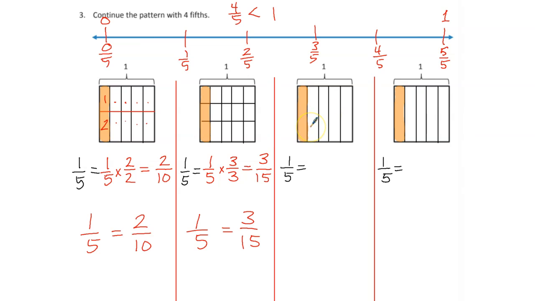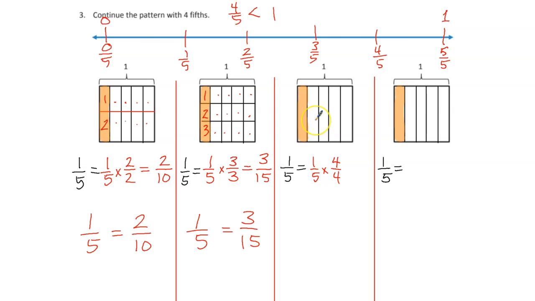Next we have our, let's label those 3/15. 1, 2, 3 out of 4, 5, 6, 7, 8, 9, 10, 11, 12, 13, 14, 15. That's my 3/15. Next we have our 1/5, which is going to be equal to, we're just going to follow the same pattern here. We had 2 halves, 3/3, we're going to go with 4/4.